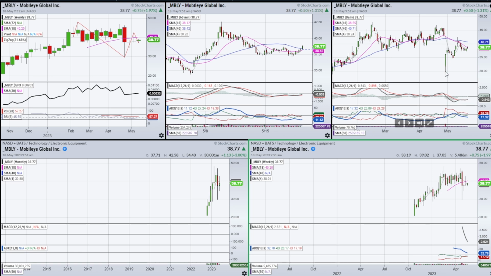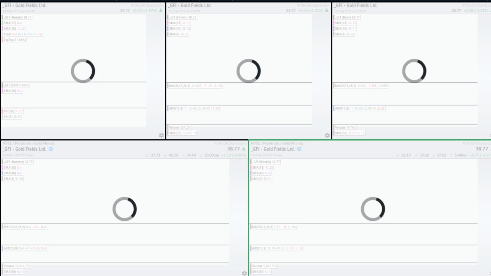Now we've spiked down and we're actually testing this area. I mean, I would not be surprised if we've seen the lows and there's probably some support in the mid 30s, but it's going to take a little bit more time now.